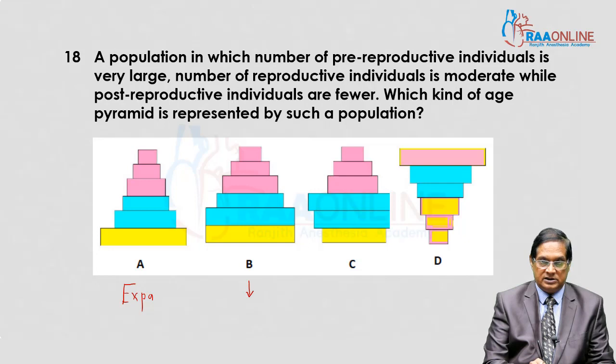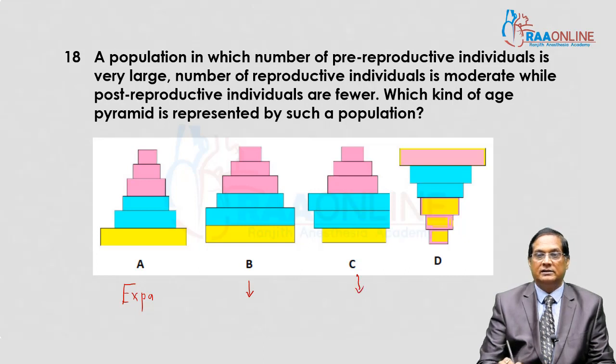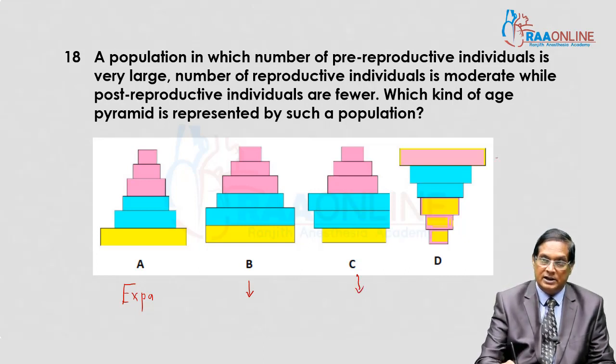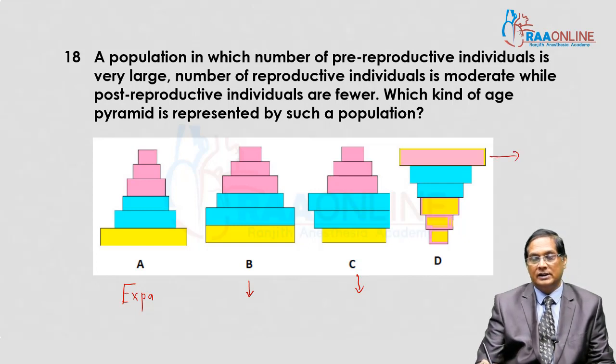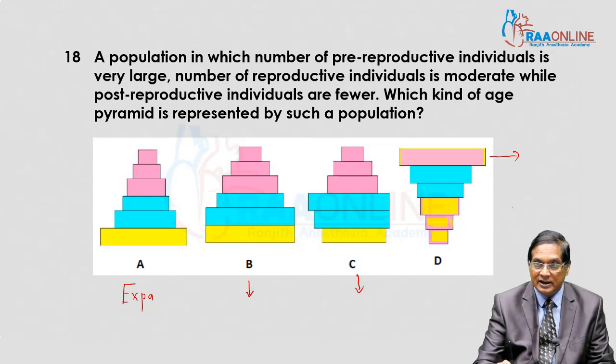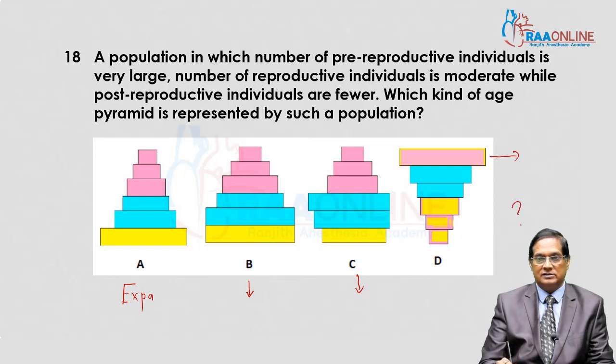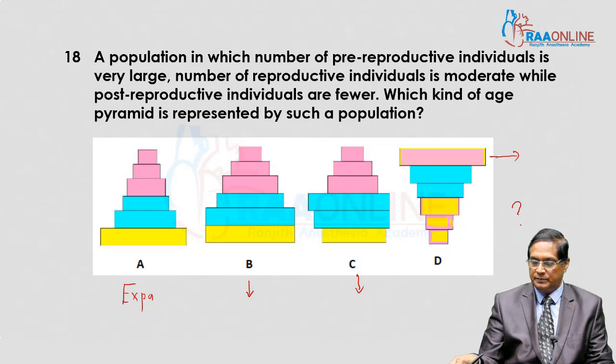This is a stable population, and this is declining. This is the declining one, that is, post-reproductive is more and pre-reproductive is less. In that case, an alarming condition is there. So which age pyramid? These are all the age pyramids.